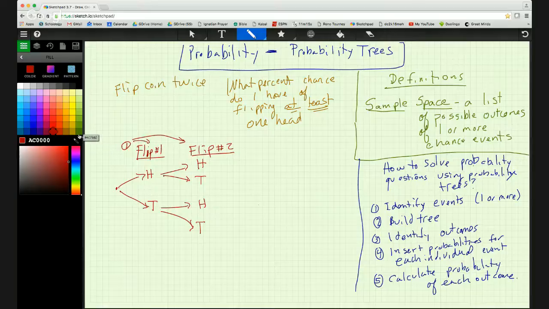Okay, let's identify the outcomes. Well, our outcomes, let's pop those in green just for fun. So our outcomes are heads, heads. That's this one. This one is heads, tails. This one is tails, heads. And this is tails, tails.